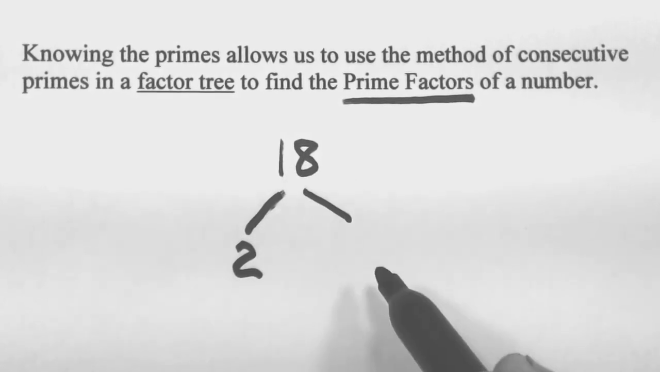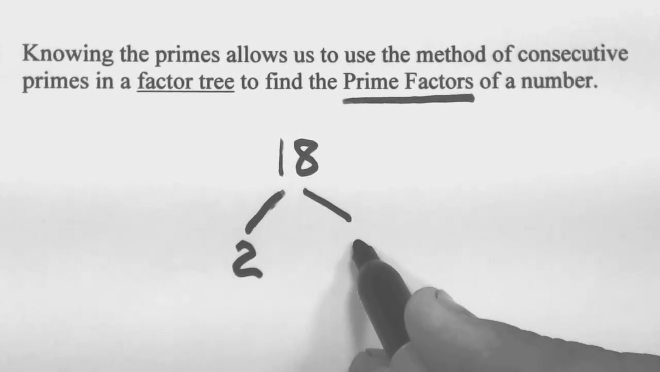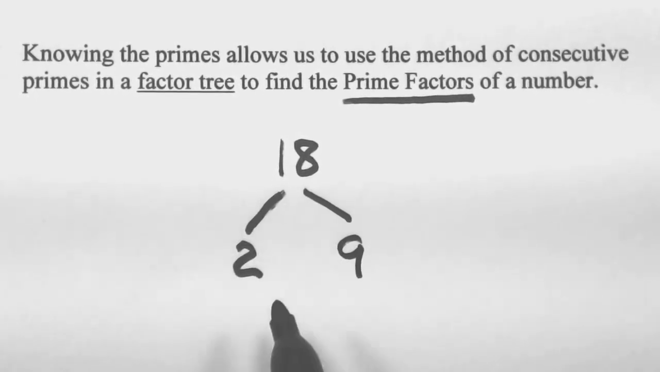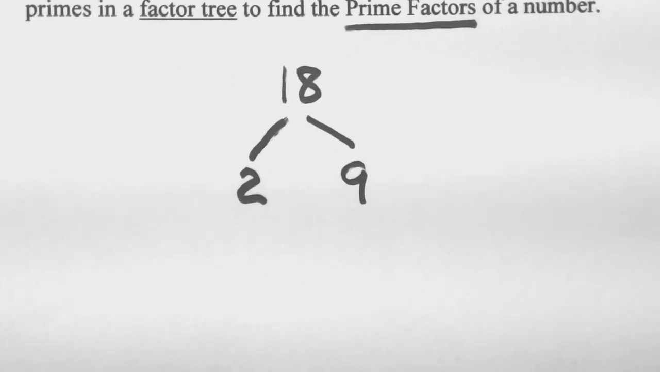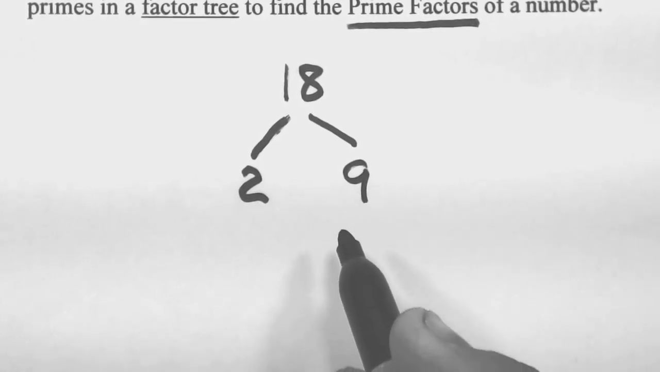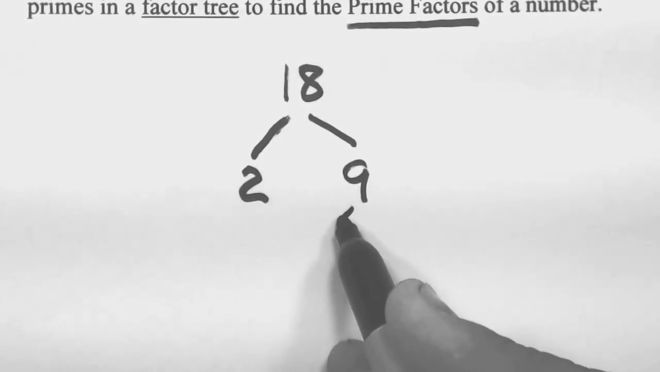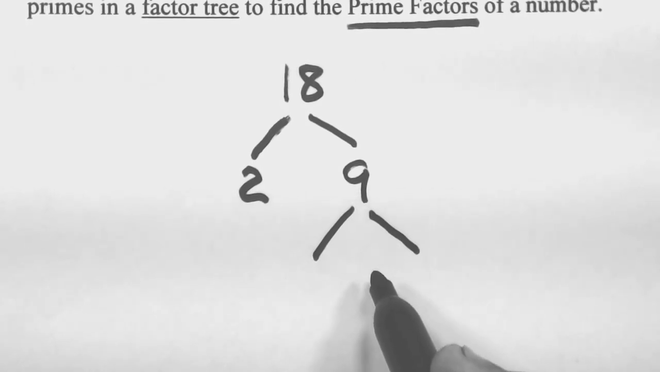So what do we put over here? Well, 2 times what equals 18? 2 times 9. Now, if you put the prime on the left like we've done here, there's no need to put any more branches under it because it's prime and you can't break it into anything smaller. But over here on the right side, the 9 is not prime, it's a composite number, so we need to break it down further. So put a couple of branches down for it.